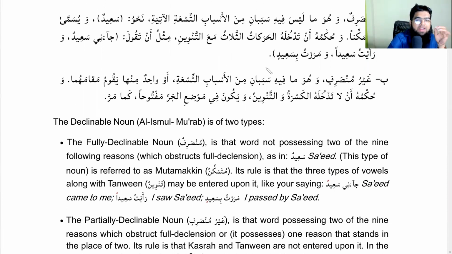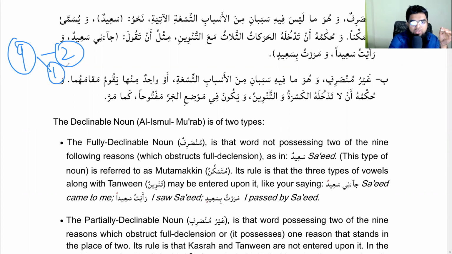غير منصرف وهو ما فيه سببان من الأسباب التسعة. So how did he explain? He says out of the 9 reasons, it has 2 small reasons, أو واحد منها يقوم مقامه, or one reason it takes, which is one strong reason. يقوم مقامه takes its place.